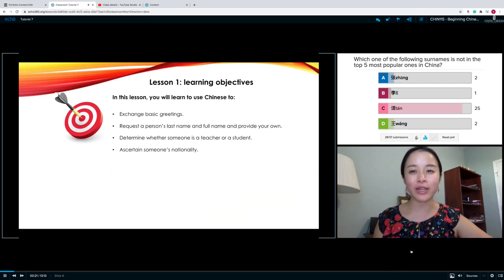First, let's go over the learning objectives of this lesson. You will learn to use Mandarin Chinese to exchange basic greetings, request a person's last and full name, and provide your own. Determine whether someone is a teacher or a student. Do you still remember the Chinese words for teacher and student? 老师, 同学. Ascertain someone's nationality.